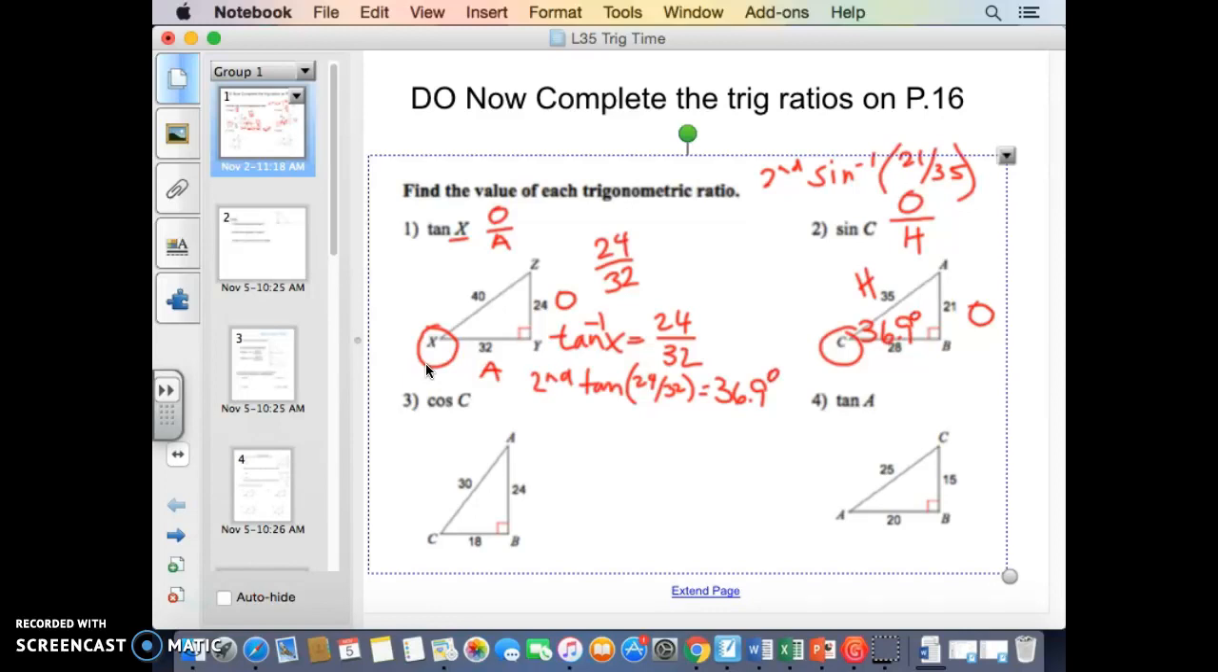All right, the next one, we want cosine. Remember, cosine is adjacent over hypotenuse. We're looking from angle C. So adjacent is here, hypotenuse is here. So cosine of C equals 18 over 30. So you're going to do -1. So second cosine, 18 divided by 30, and you should get about 53.1.